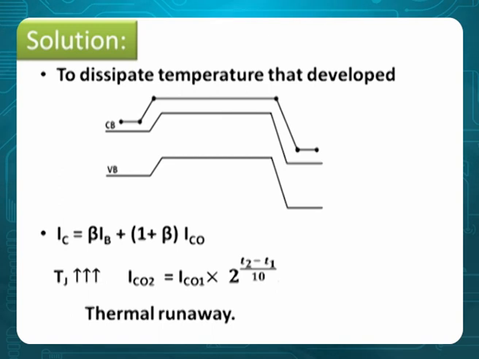The answer: look at here, as I mentioned, there is a temperature developed. When temperature is developed, what should happen? You have to make collector larger. IC is beta times of IB plus 1 plus beta times of ICO. As temperature increases, ICO increases. As ICO increases, IC increases. Therefore, when IC increases, temperature increases. When temperature increases, ICO increases. Once again, ICO will increase. Therefore, temperature is increasing like anything. Such a process is called thermal runaway. So ultimately, collector size has to be larger.